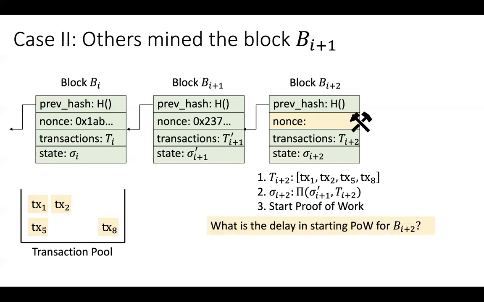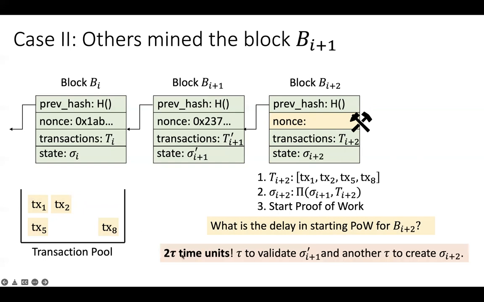Here, the question is, what is the delay from the time the miner received this block Bi+1 and the time the miner starts proof of work for block Bi+2? Note that the delay is two tau time units, where the first tau is used to validate sigma prime i+1, and the other tau time units are used to create this updated state.